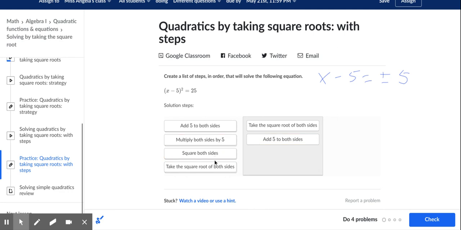There's no reason to ever square both sides in an equation like this. And we don't have a reason to multiply both sides by 5. So these are just extra things to kind of confuse you, I guess. So the options that we needed were taking the square root of both sides and then adding 5 to both sides.